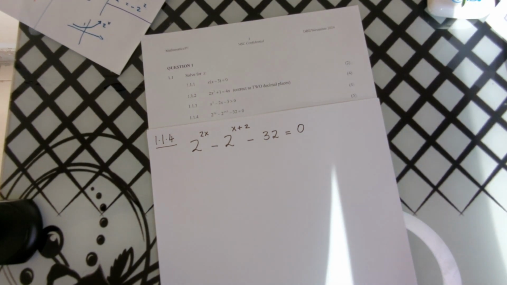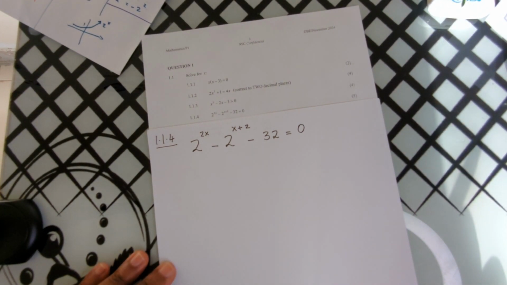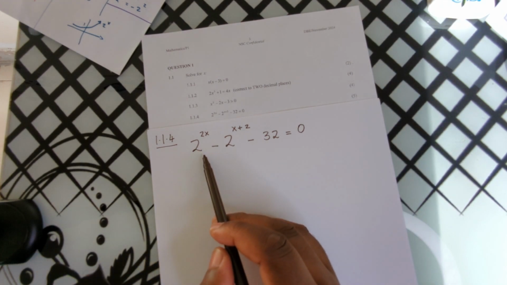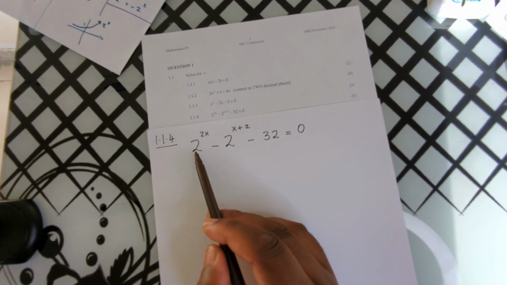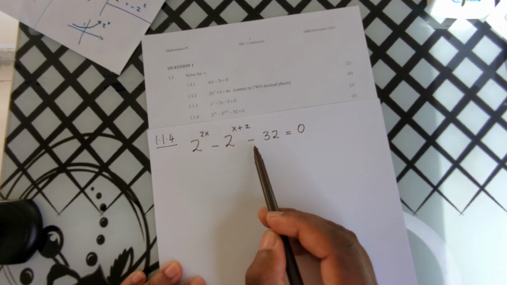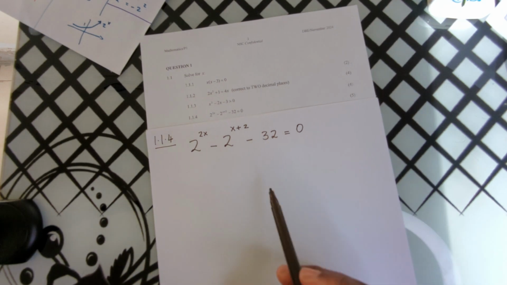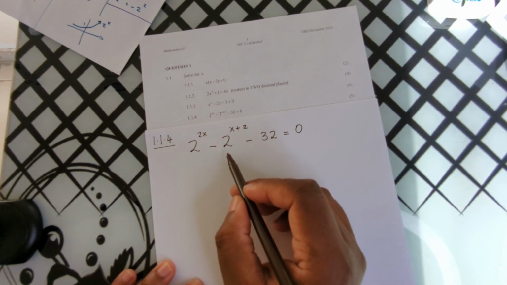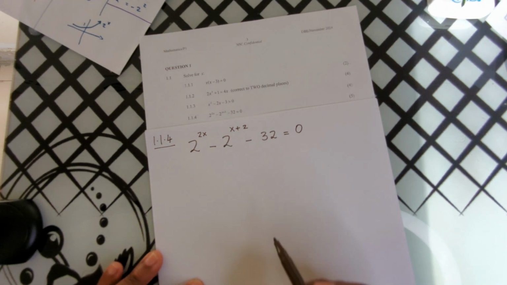Now let's carry on. Now we are on question 1.1.4, in which we are given an exponential equation: 2 to the power 2x minus 2 to the power x plus 2 minus 32 is equal to 0, and they want us to solve for x. So we are going to apply the laws of exponents.